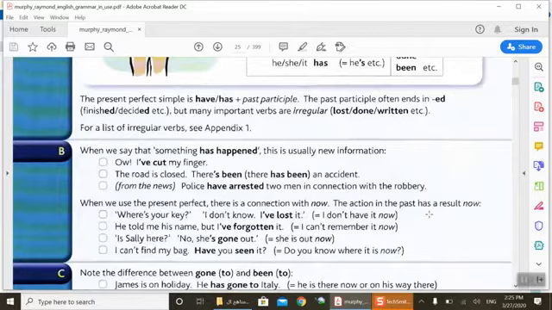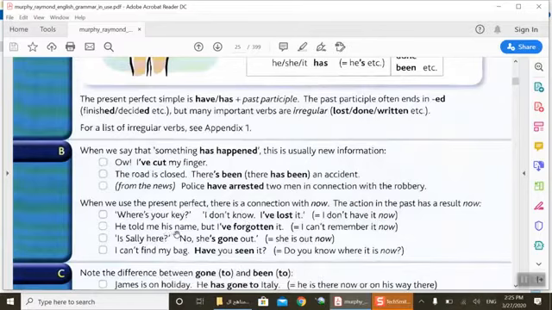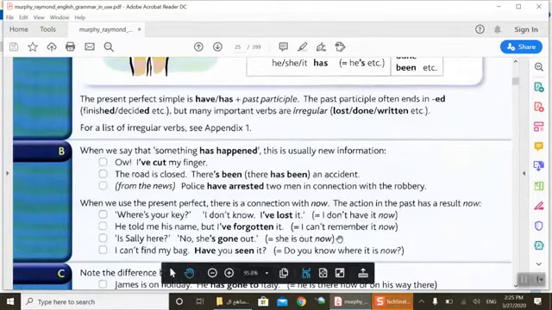Now the result. Where is the key now? I don't know. I've lost it. I don't have it now. It means I don't have it now. He told me his name, but I've forgotten it. Look, I can't remember. Now I can't remember.